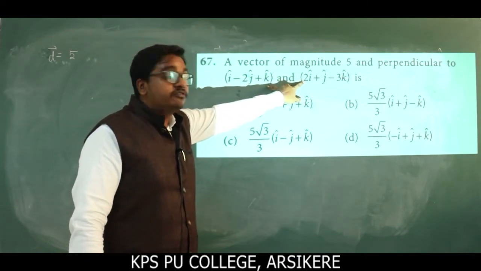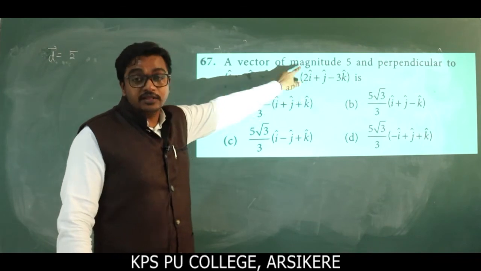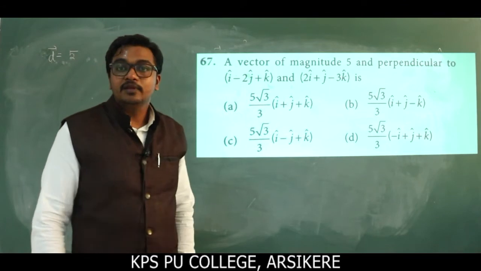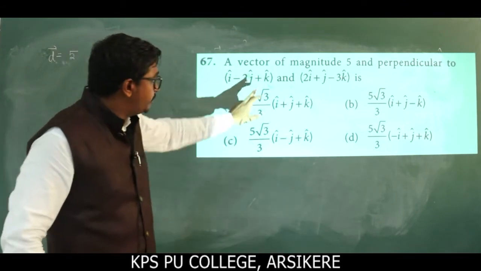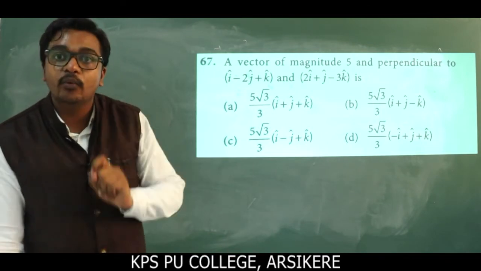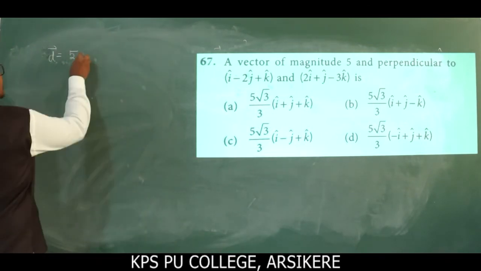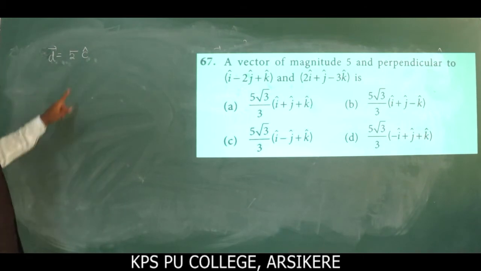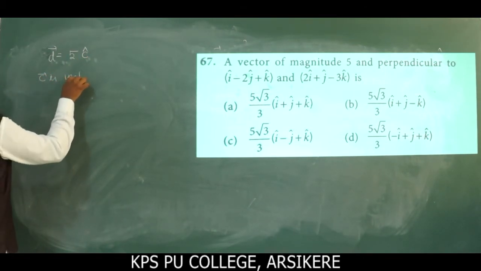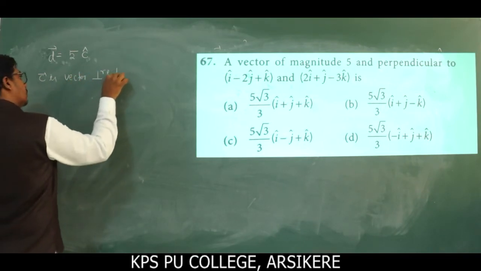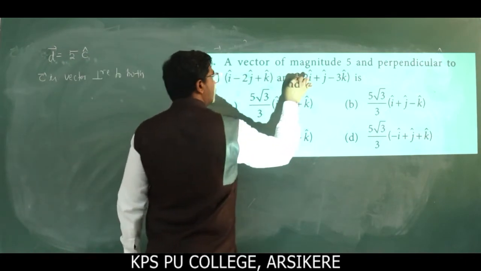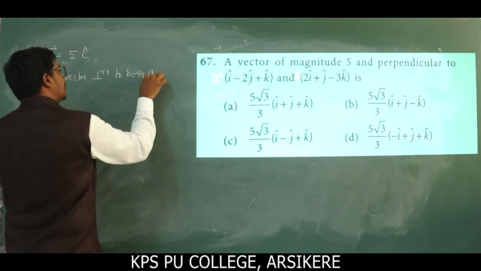Suppose I want to find the cross product of these two vectors, we get the vector perpendicular to them. If I find the unit vector perpendicular to these two, that becomes the direction of the required vector. So I will consider that as C cap. C cap is the unit vector, or C is the vector perpendicular to both.